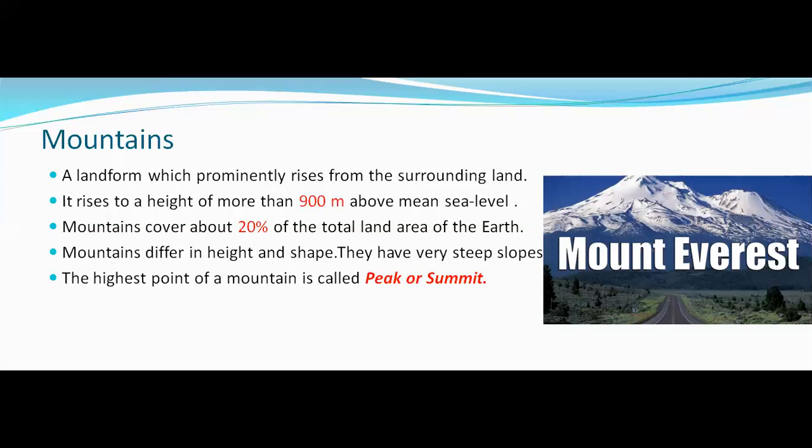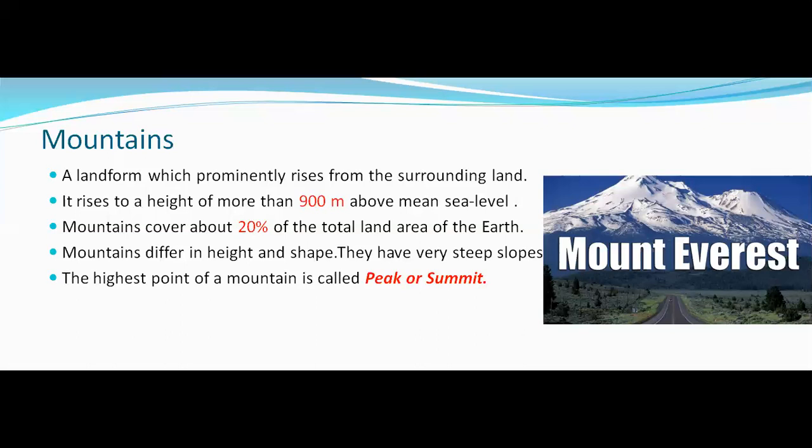So the highest point of a mountain is called a peak or summit. What is the highest point of a mountain called, children? A peak or summit. Children, let me ask you a question. Which is the highest mountain on our Earth? Yes, you are absolutely correct, children. It is Mount Everest.